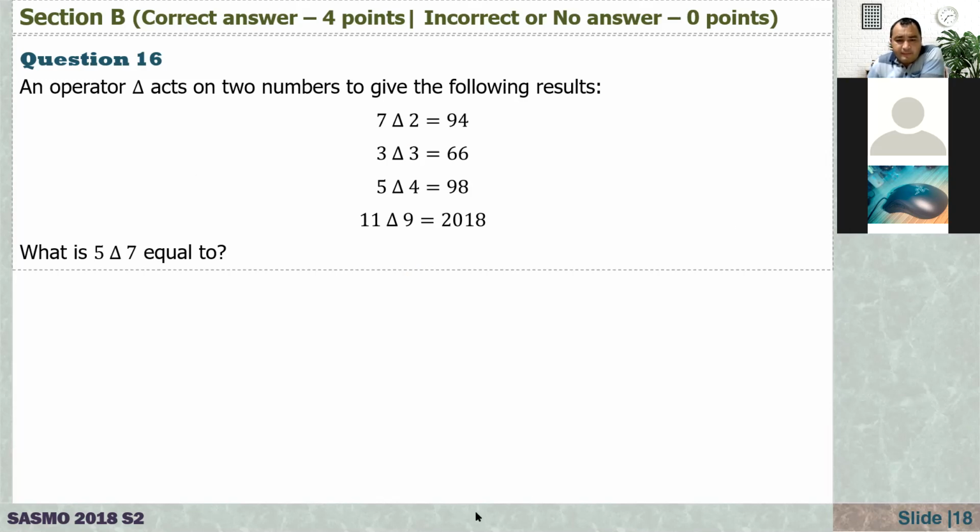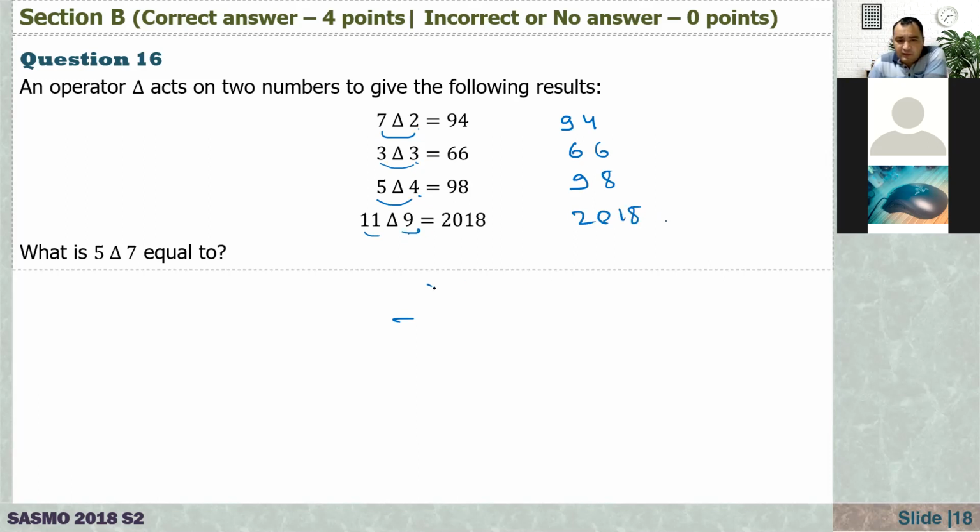So, just a minute. Okay. So here we have 7 plus 2, or 7 times 2. 7 plus 2, right? It is 9. And 2 times 2, it is 4. 3 plus 3, it is 6. 2 times 3, it is 6. 5 plus 4, it is 9. And 2 times 4, it is 8. And 11 plus 9, it is 20. And 9 times 2, it is 18.